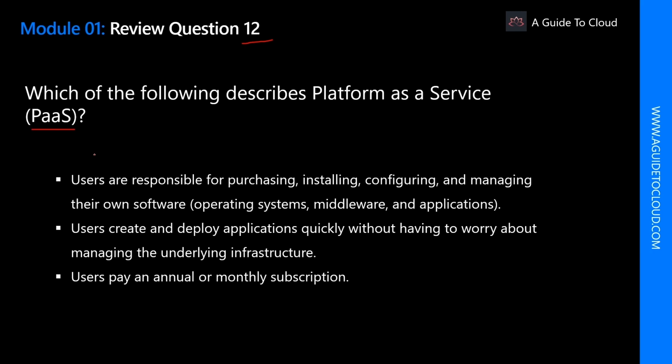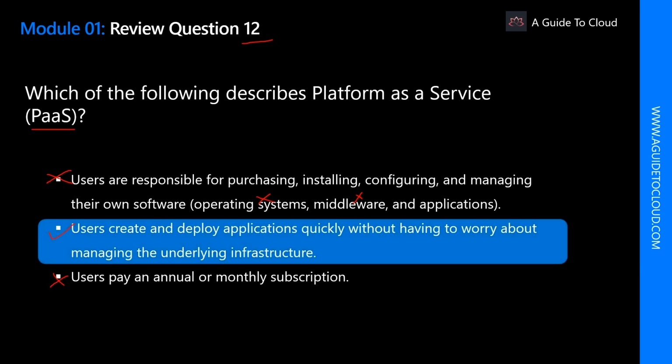So the first statement is users are responsible for purchasing, installing, configuring, and managing their own software, which is operating system, middleware, and application. Definitely, it's not the right answer because in PaaS, you don't have to take care of your operating system, your middleware. You only take care of your application and your data. The second statement is users create and deploy applications quickly without having to worry about managing the underlying infrastructure. Absolutely right. So this is the correct statement for platform as a service. And the last option is users pay an annual or monthly subscription. That's an example of a software as a service.